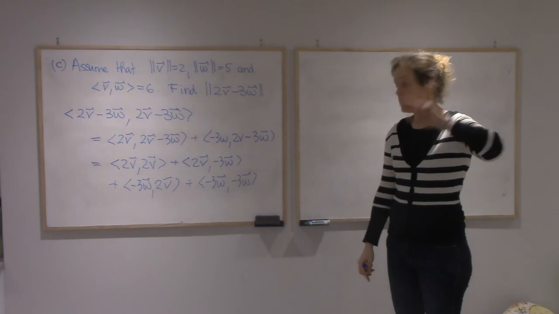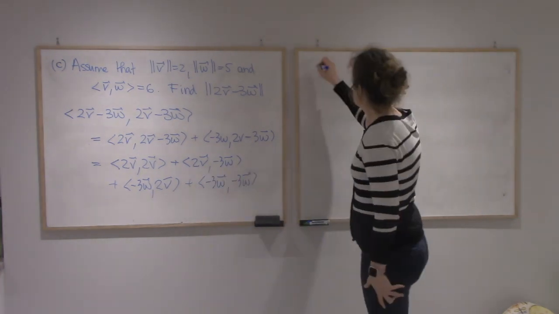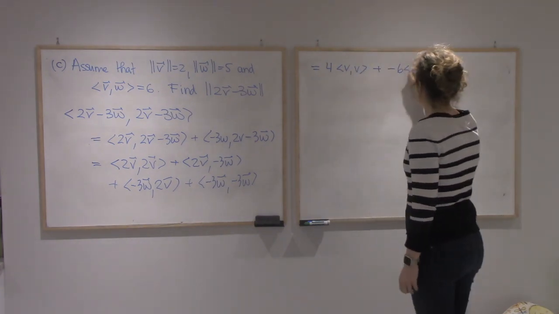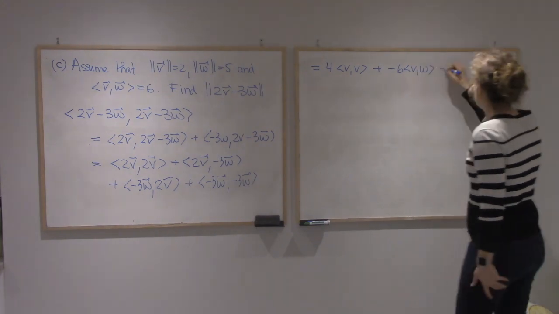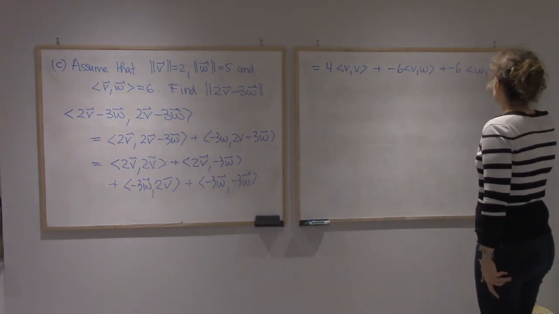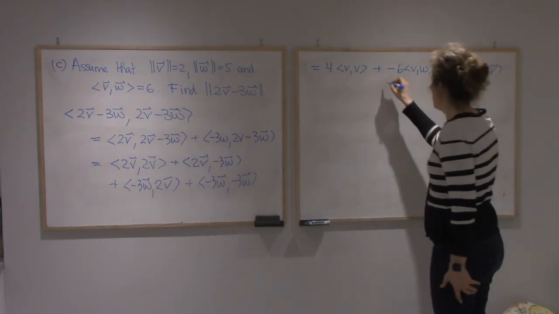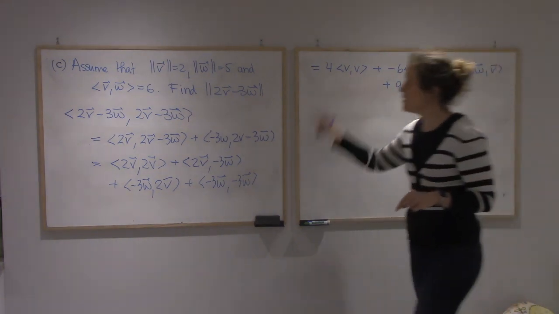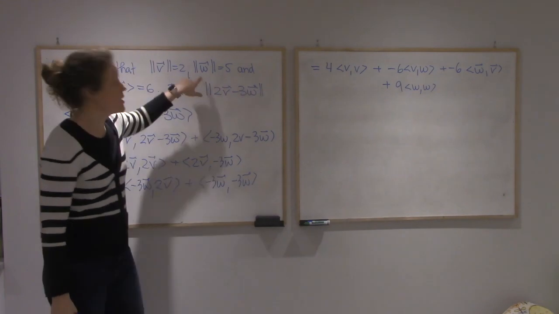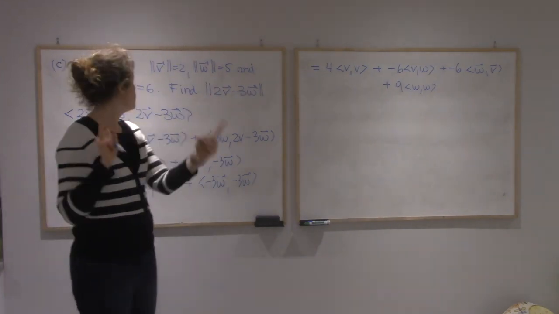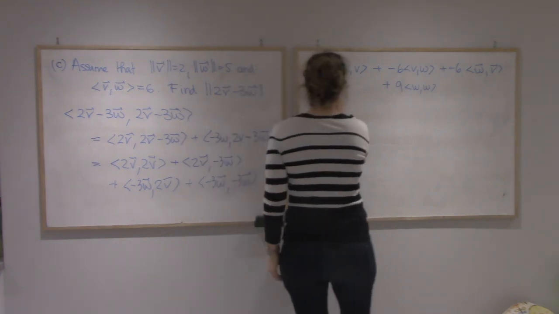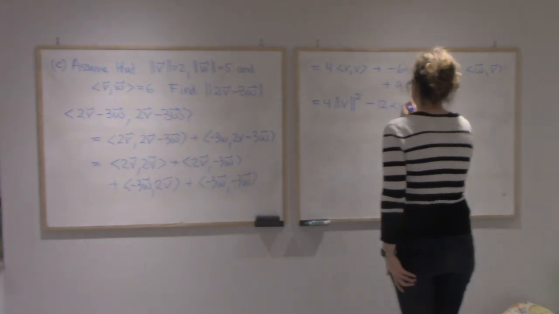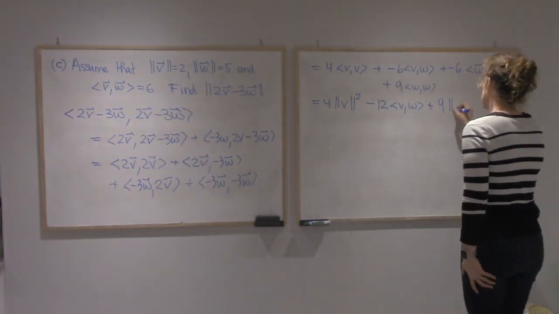Then I can take out all the constants. So I'll get 4vv plus minus 6vw minus 6wv plus 9ww. Now I'm going to use the fact that vv is the length of v squared, ww is the length of w squared, and vw, wv are the same. So I'll get 4 times the length of v squared minus 12 vw plus 9 length of w squared.